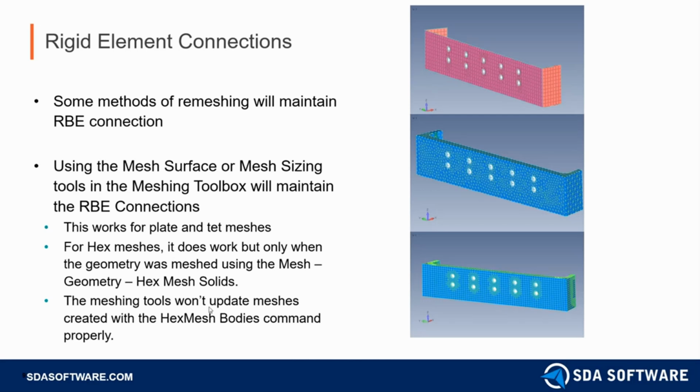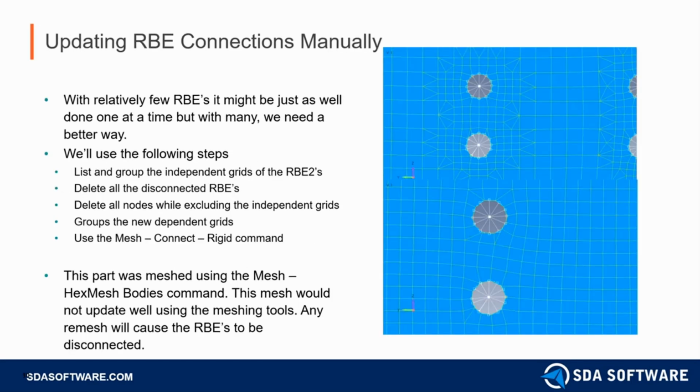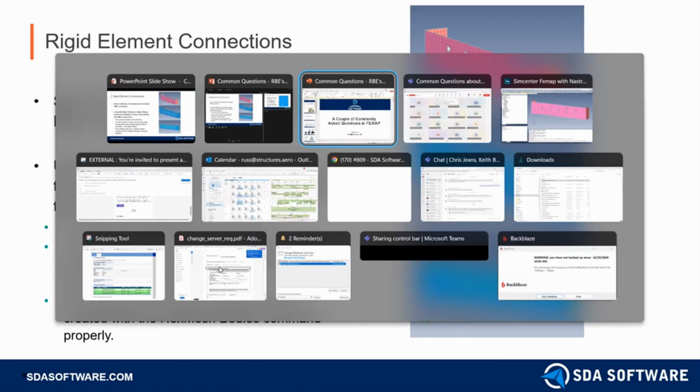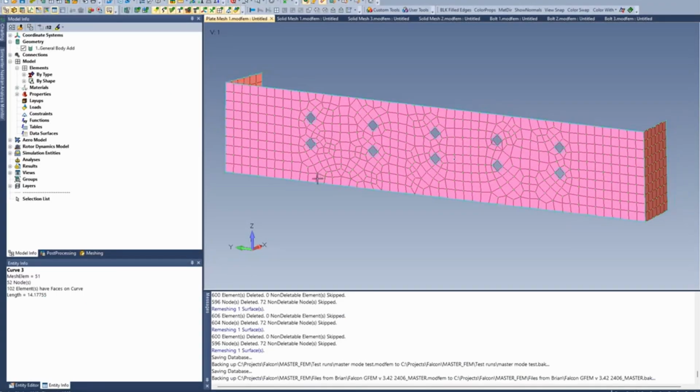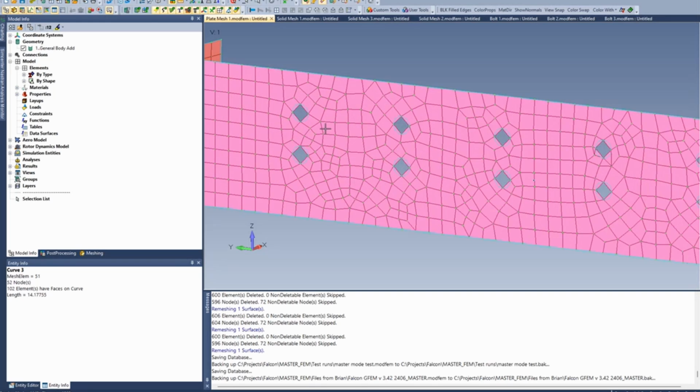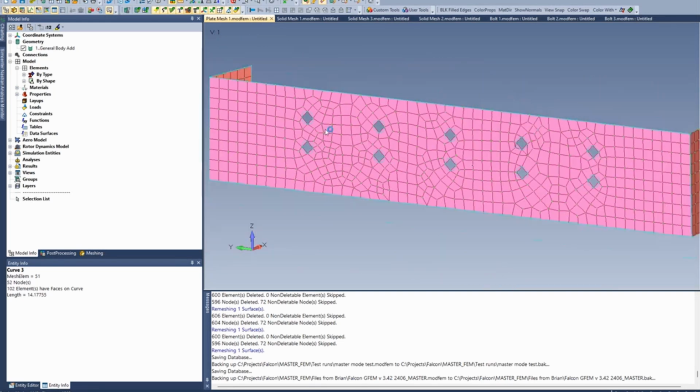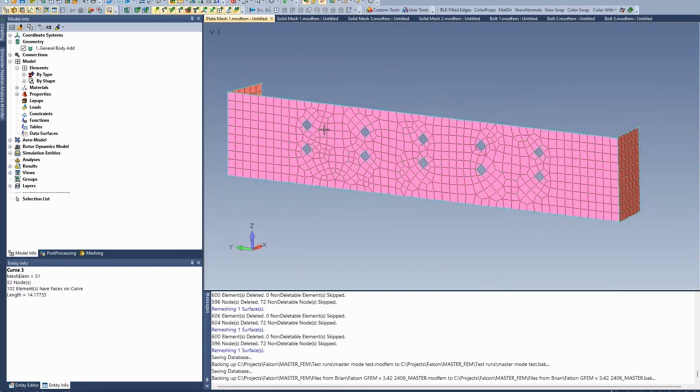The meshing tools, I have not had any luck getting those to update meshes when you create it with the hex mesh bodies command. We're going to take a look at a little bit of both here. So let's jump into FEMAP and take a look. I'll create a couple of RBEs on these holes here. I have meshed this surface with the mesh geometry surface or the meshing tools mesh surface command.